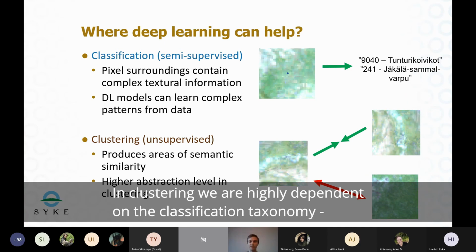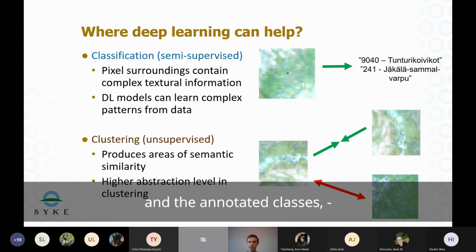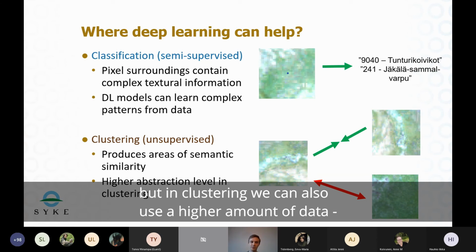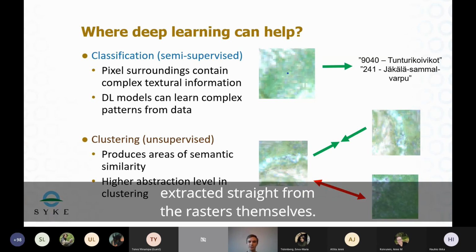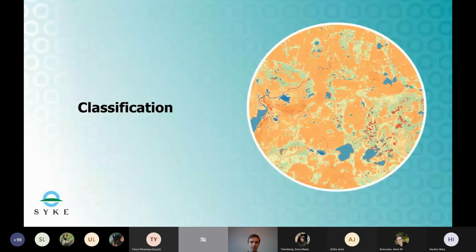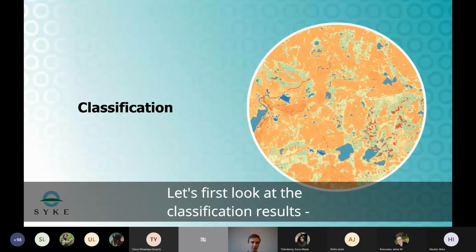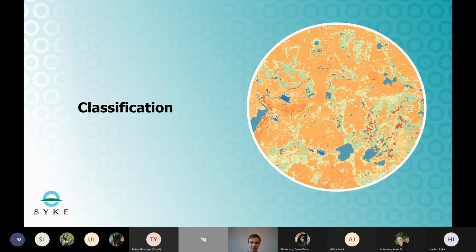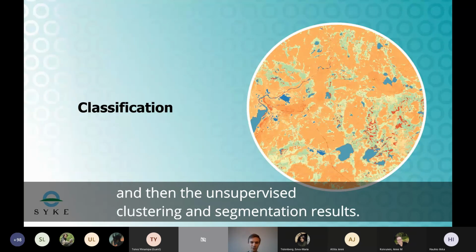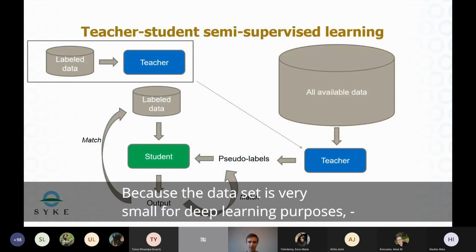In classification, we are highly dependent on the classification taxonomy and the annotated classes, but in clustering, we can also use the higher amount of data straight from the rasters themselves. So let's first look at the classification results and then the unsupervised clustering and segmentation results.